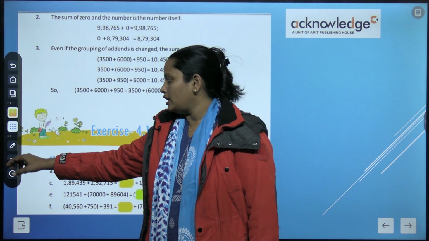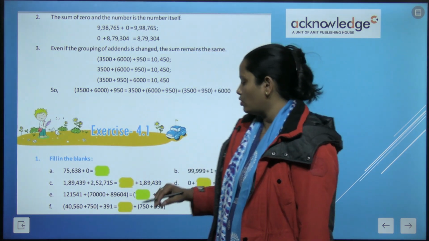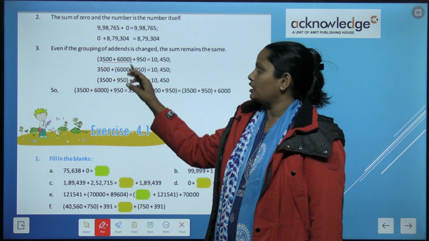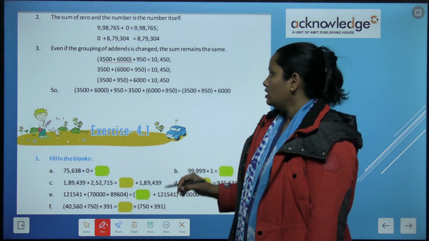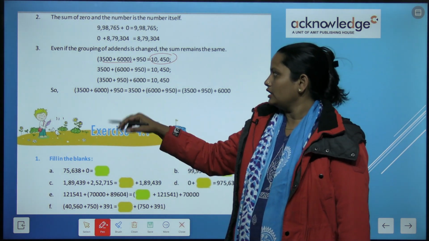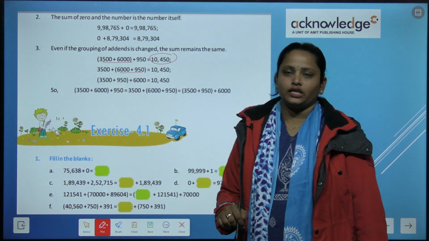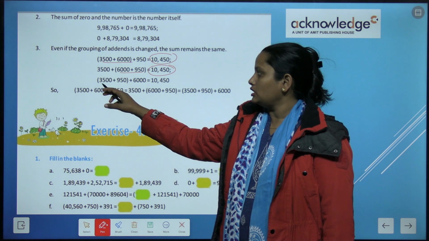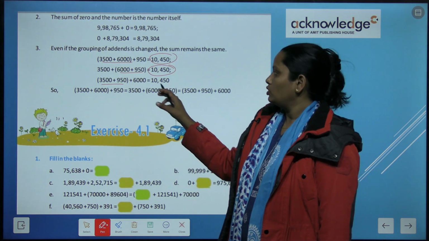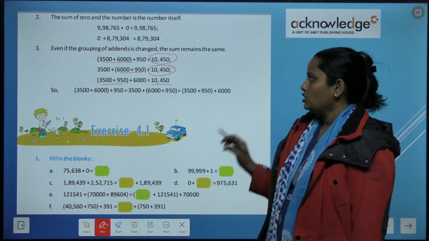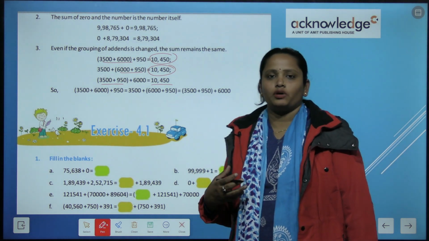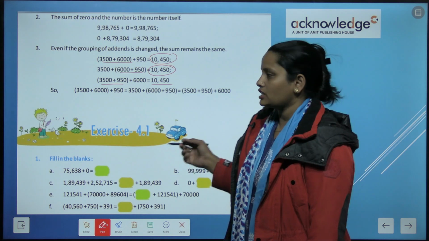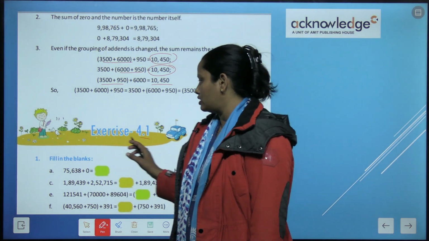ये जो सम है इनको ऐड करने पे जो आता है वो सेम रहेगा. फॉर एग्जाम्पल हियर यू कैन सी, पहले हमने इन दोनों नंबर्स के ग्रुप बनाए तो आंसर आया ये. अब हम 6900 का ग्रुप बना रहे हैं तो भी आंसर सेम है. अब हमने इन दोनों का ग्रुप बनाया तो भी आंसर सेम. तो इसका मतलब अगर हम किसी का भी ग्रुप बनाएं आंसर विल बी द सेम, इट विल नॉट चेंज. So these are the 3 properties. I hope you have understood it.